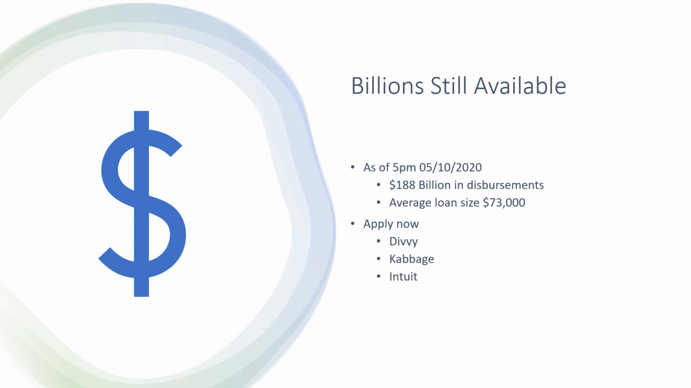So as of 5 p.m. yesterday, $188 billion has been dispersed. The average loan size is $73,000. There's plenty of money still available. So if you haven't applied, please do so as soon as possible. And I know that these websites are still taking applications: Divvy, Cabbage, Intuit. You can also go to your local bank. You can Google search Divvy PPP loan, for example, and click on the link and apply.